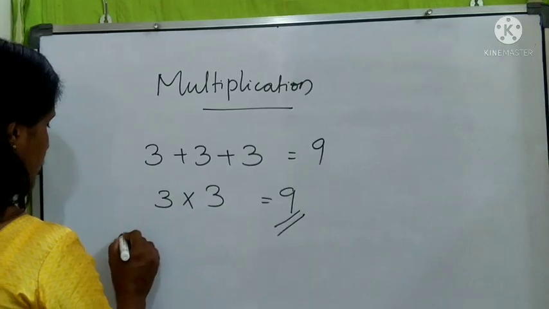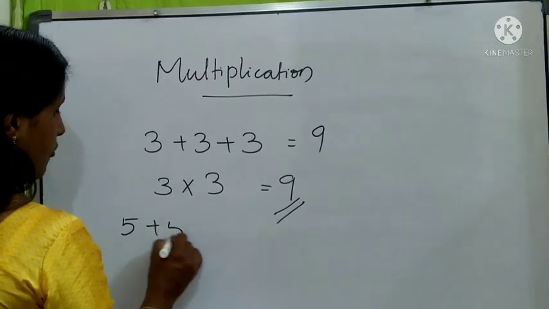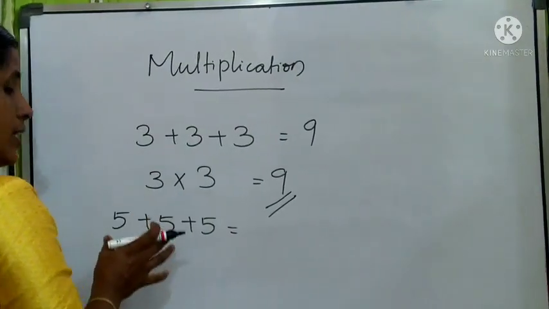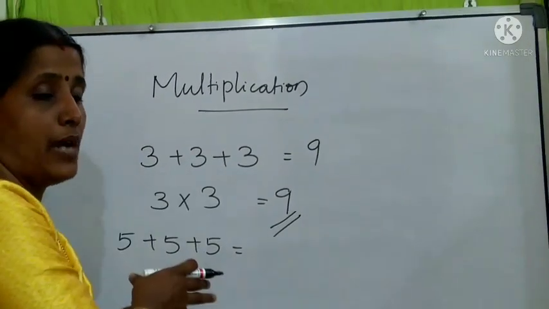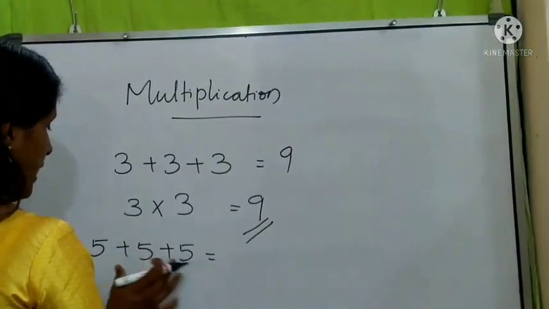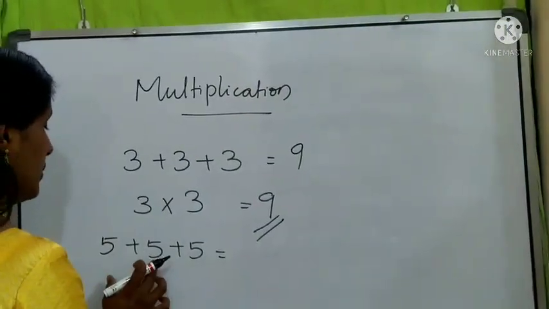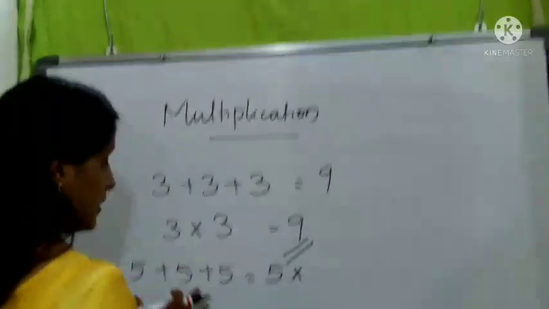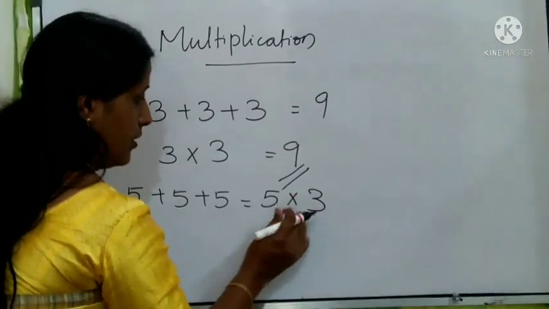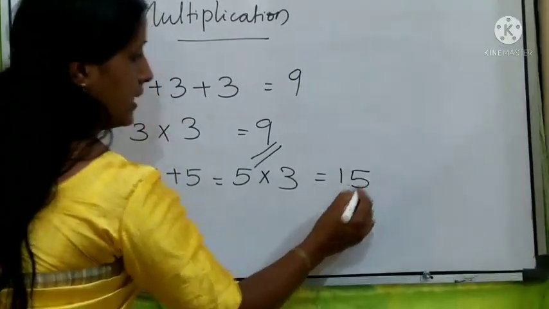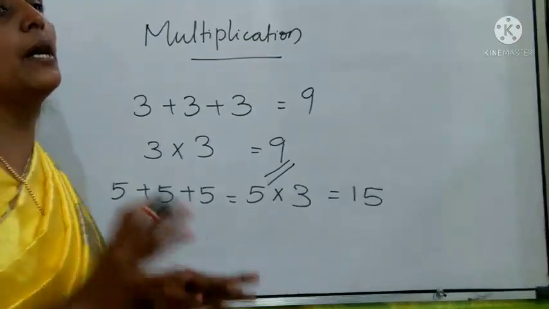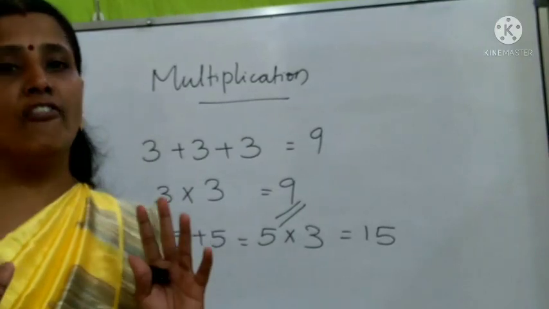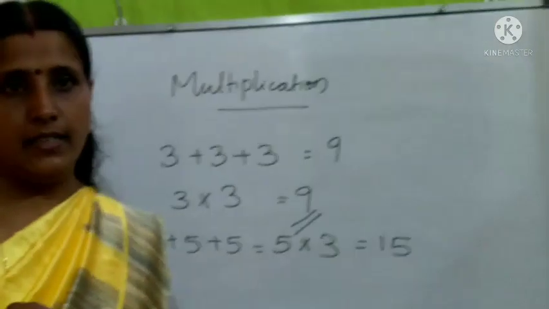One more example, I can show it here. 5 plus 5 plus 5. That means we don't want to add these three numbers. We do it like this. How many times did we repeat 5? 3 times. 5 threes are 15. This 15 is named as the product. This 5 and 3 are named as factors. Understand?